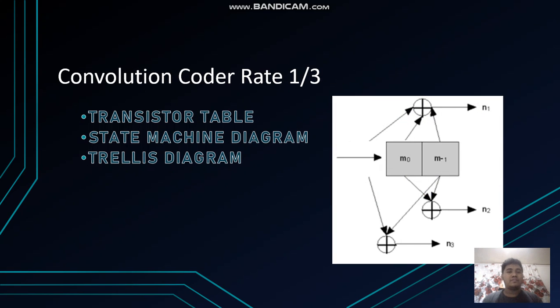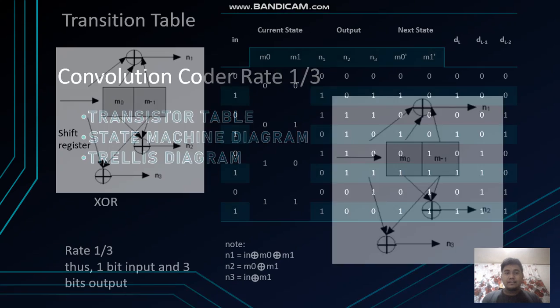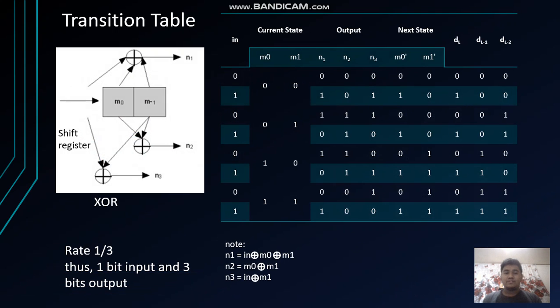So we have here our convolutional coder rate. We have the transition table, and we're going to discuss it, the state machine diagram, and the trellis diagram. So here we have our M0, our M1, and we have our three outputs also. We have our XOR here, and we're going to put our input. So in the transition table, the rate is 1/3, thus 1 bit input and 3 bits output.